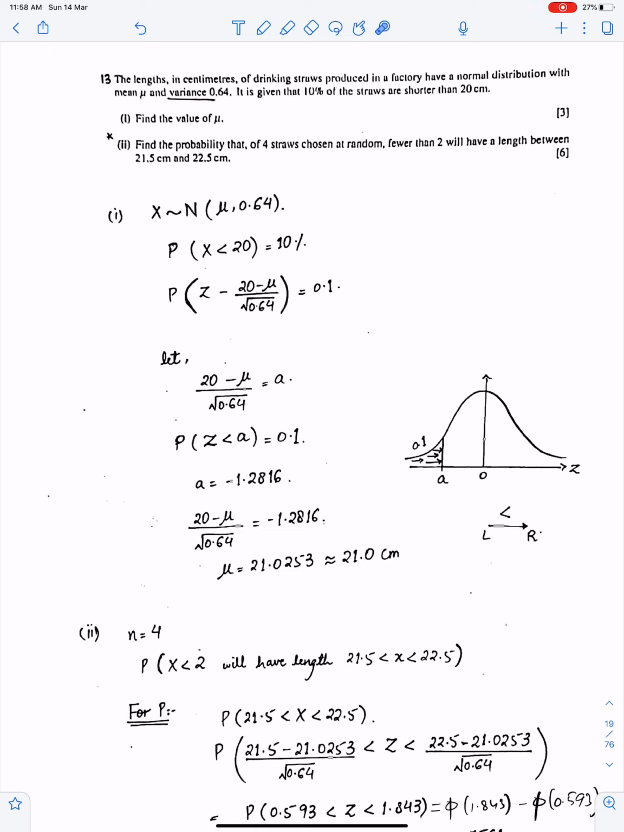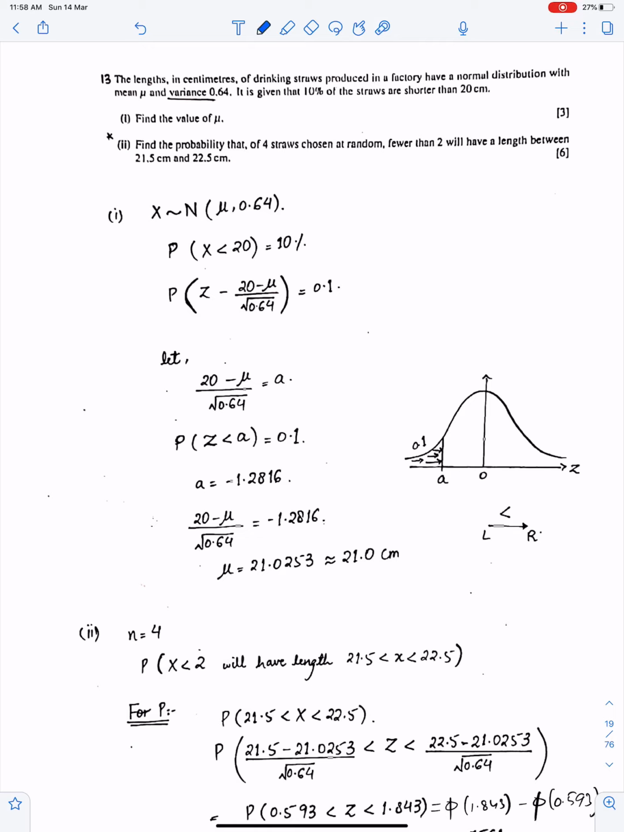Well, the first part: the lengths in centimeters of drinking straws produced in a factory are normally distributed with mean this and variance this. 10% of the straws are shorter than... That means 10% shorter than means less than 20. So this information means this in equation. When you solve this equation, you can easily get mu. So this part is simple, so I'm leaving this.